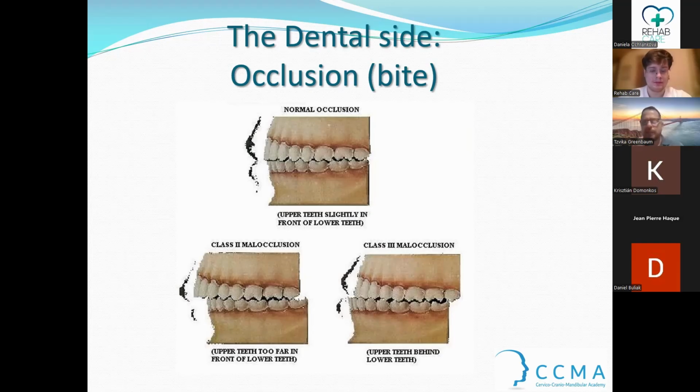This is all happening in the sagittal plane, but of course there are more malocclusion types that happens in other planes. For example, a crossbite, when the mandibular part is shifted to the right or to the left compared to the maxillar. That's another example for common malocclusion.